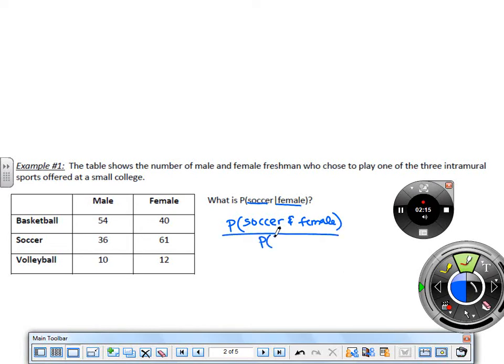Total is really just going to be the number of people in the female section because we already know that it's a female. So when we look at this, to get the total female, we're going to have to add up this column, which is 113. So that's going to be our denominator. And to be soccer and a female is this number right here in the chart, which is 61. So our probability is going to be 61 out of 113, which is 0.54 or 54%.